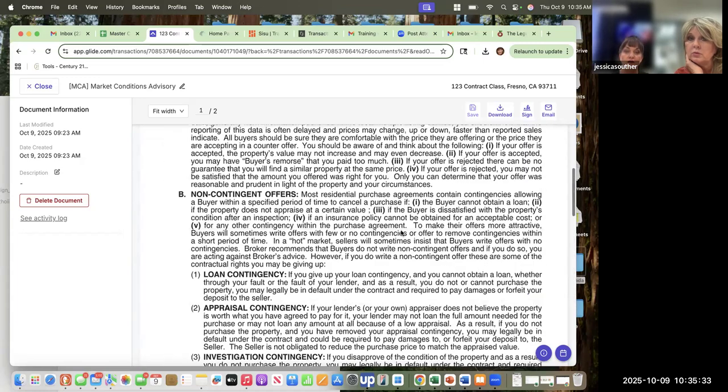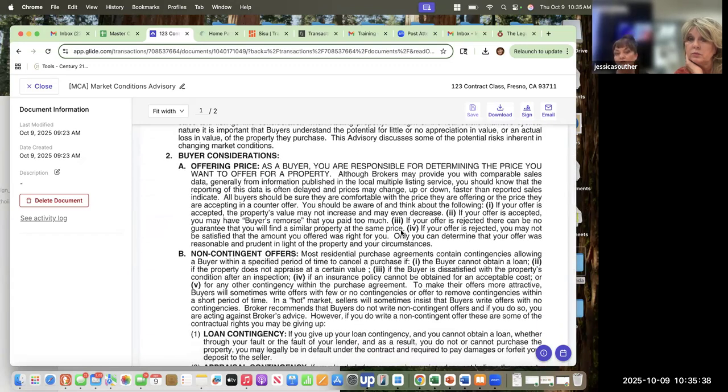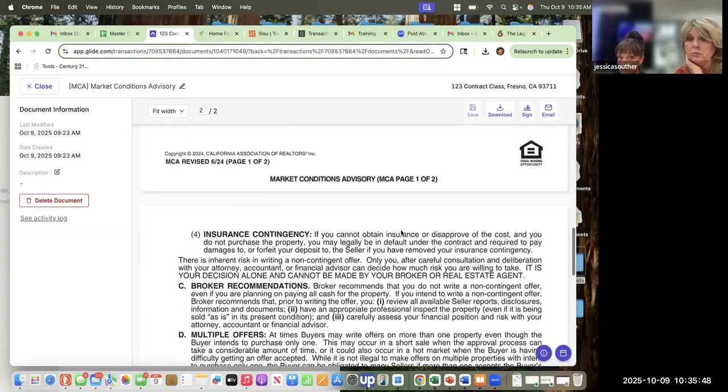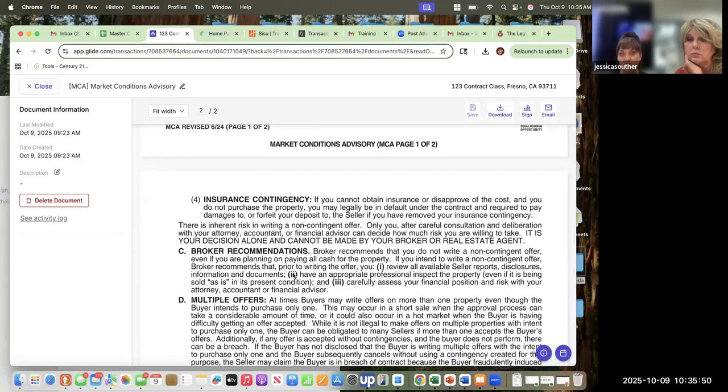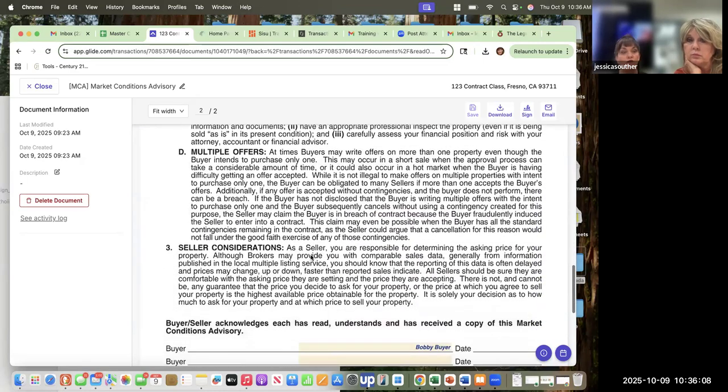Okay, and then going back up here, there's a little bit more that concerns the buyer because it's talking about the broker does not recommend that you do a non-contingent offer. It talks about the contingencies: loan contingencies, appraisal contingencies, inspection contingencies, and insurance contingencies. And again, it states your broker does not recommend that you write a non-contingent offer, but market conditions will put you in a place where you're going to write the best offer that you can to get the home you want.